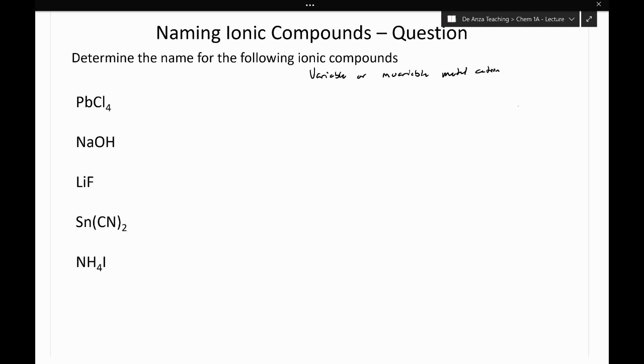Okay. All right, welcome back. If we look at each of these, we can see that some of these have variable cations, some of these have invariable cations, and some of them actually have polyatomic cations. We also have some polyatomic anions.